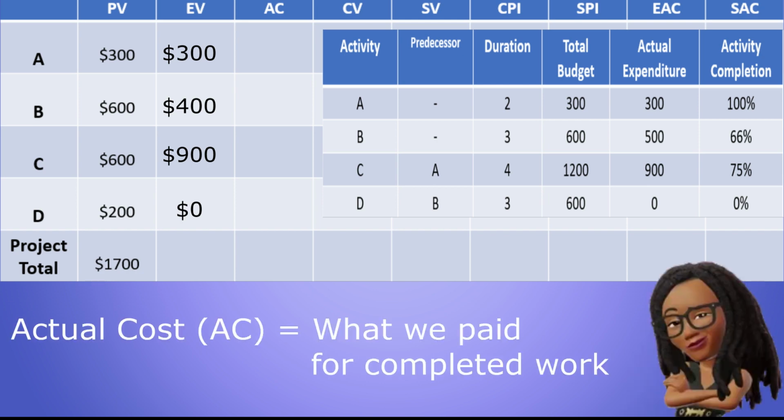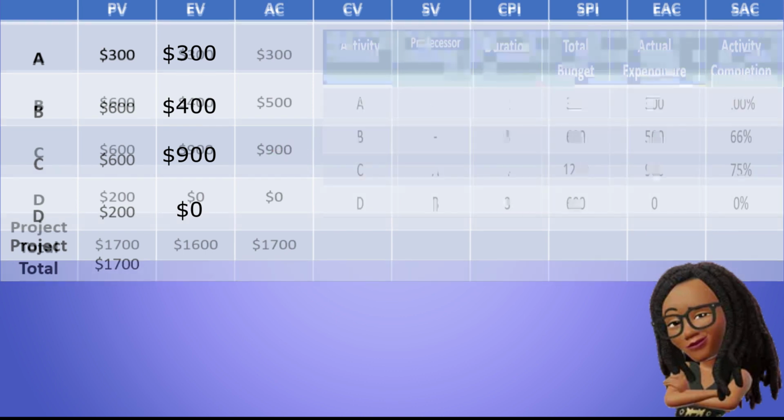Next is AC, or actual cost, which represents the amount of money we paid for the work completed at the reporting date. There's nothing to calculate for AC because the figures are already included in our field report under actual expenditure. We simply fill in the values using our field report table.